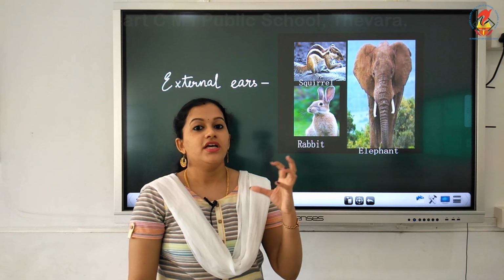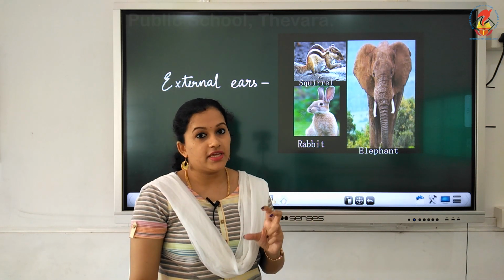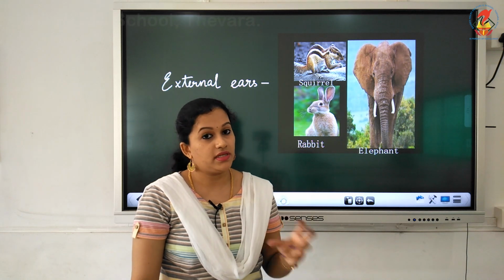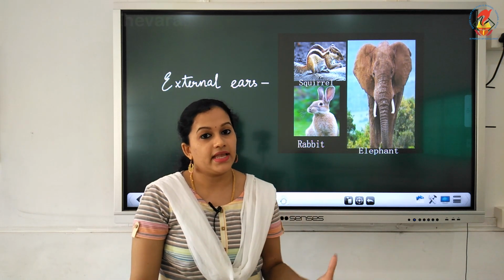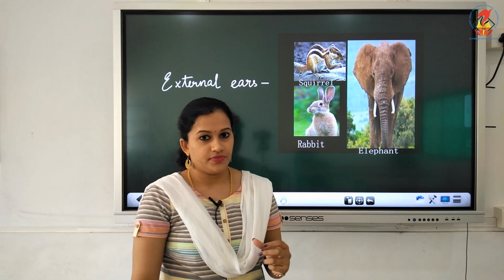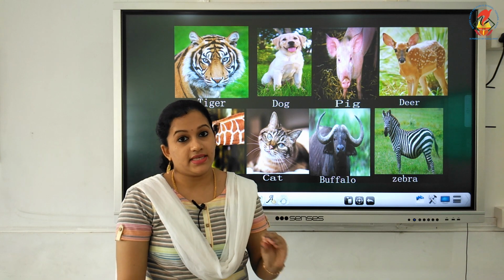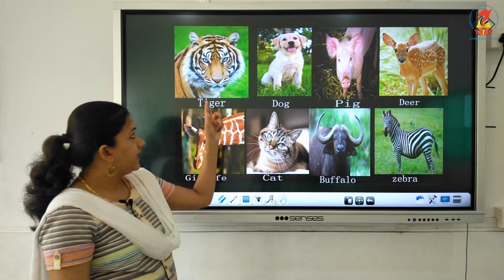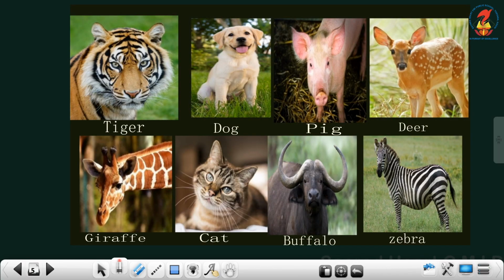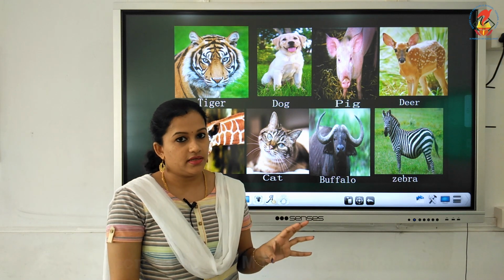By looking at the size and the shape of their ears, we can say which animal it is. We can recognize animals by their ears. So, here also I have given pictures of animals having external ears. That means animals whose ears we can see, who have visible ears, like the tiger, a dog, a pig, a deer, giraffe, cat, buffalo and zebra. All these animals have external ears.